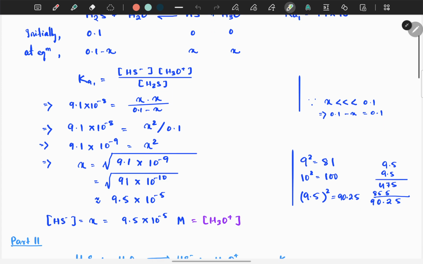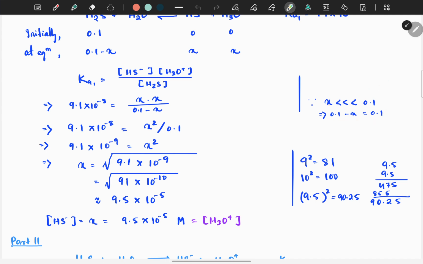If we write the expression for K1 and put in the values, we will get 9.1 into 10 to the minus 8 is equal to X square divided by 0.1 minus X. We can see the value of K is of the order of 10 to the minus 8, that means it is very less than 10 to the minus 3. So the reaction has just started, and we can say the dissociation is very less. So the value of X is very small compared to 0.1, so 0.1 minus X is nearly equal to 0.1.